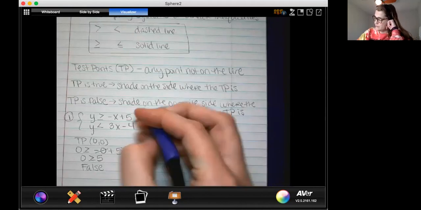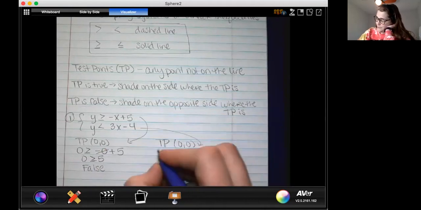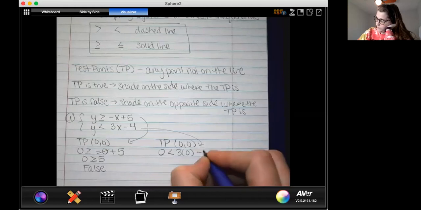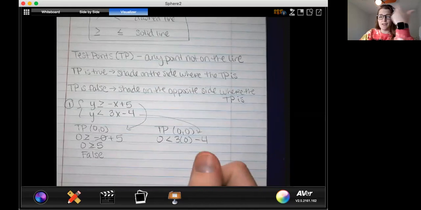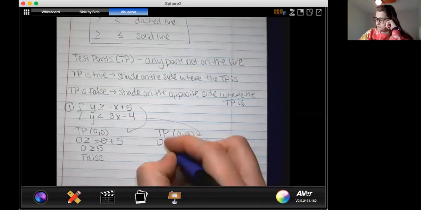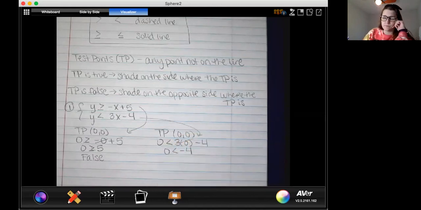So now we're testing the second one. Is 0 less than 3 times 0 minus 4? That's why we use (0, 0), because then we're multiplying or adding with 0, which is great. 3 times 0. So is 0 less than -4?